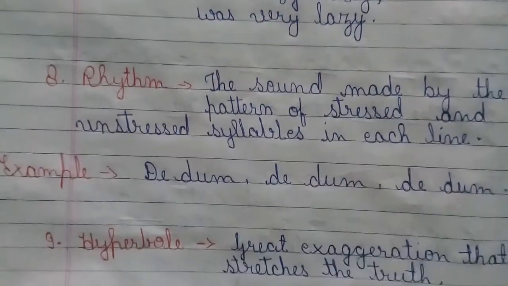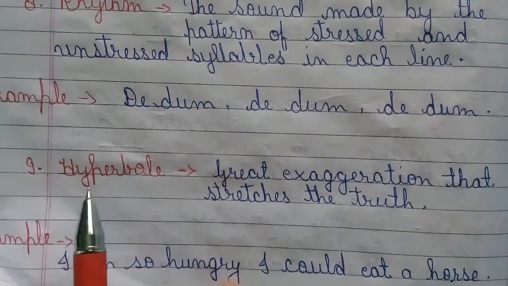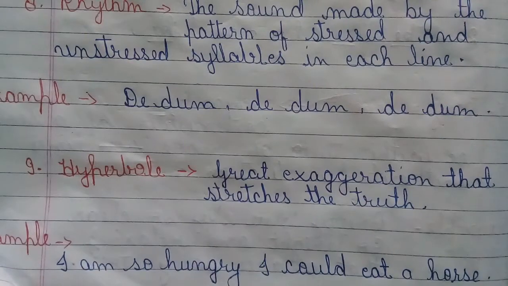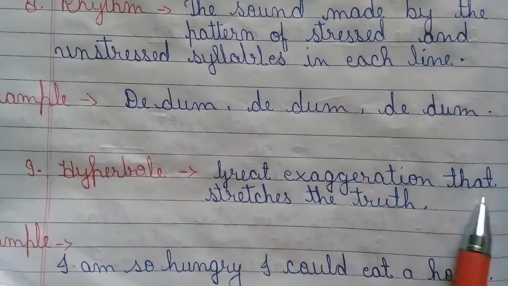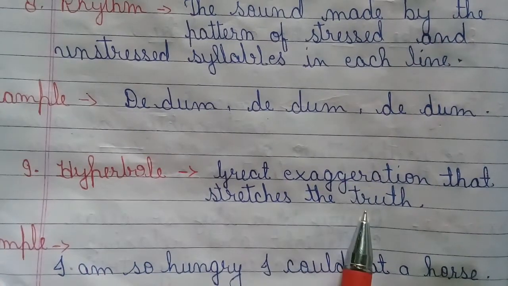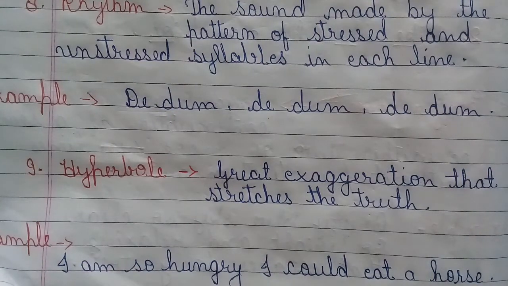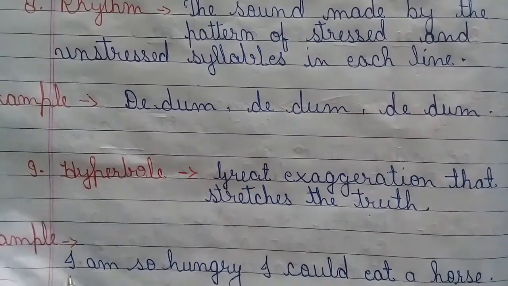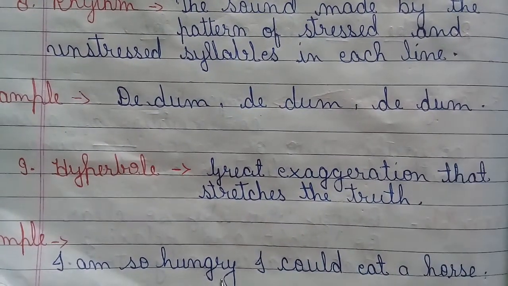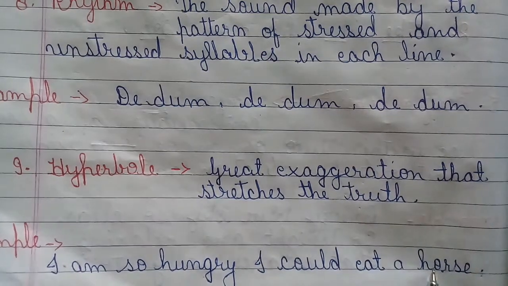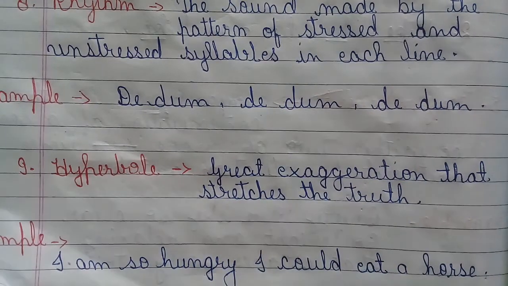The next poetic device, hyperbole. Hyperbole is a poetic device which is used to exaggerate things. It means great exaggeration that stretches the truth, that breaks the law of reality. Let us see an example. I am so hungry I could eat a horse. As you know, nobody can eat a horse, but here hunger is exaggerated in this statement.